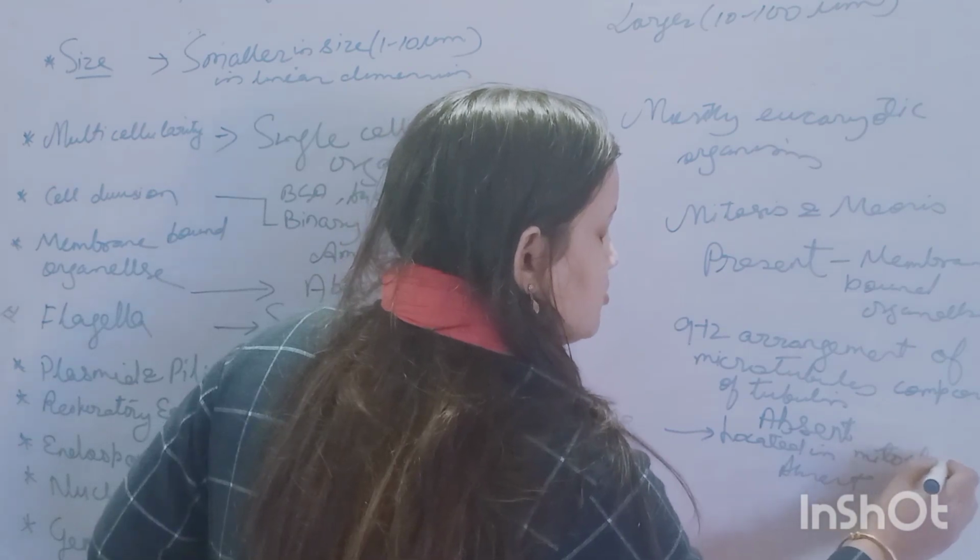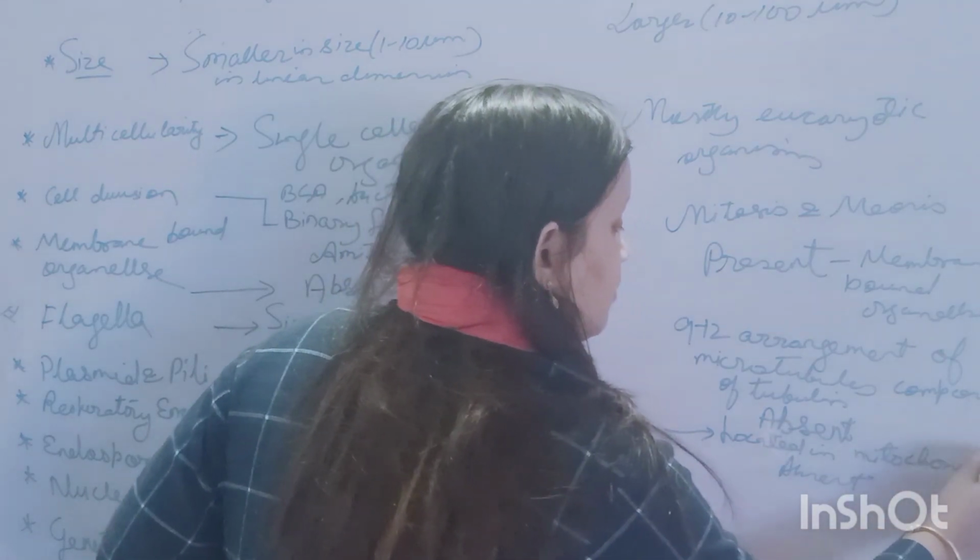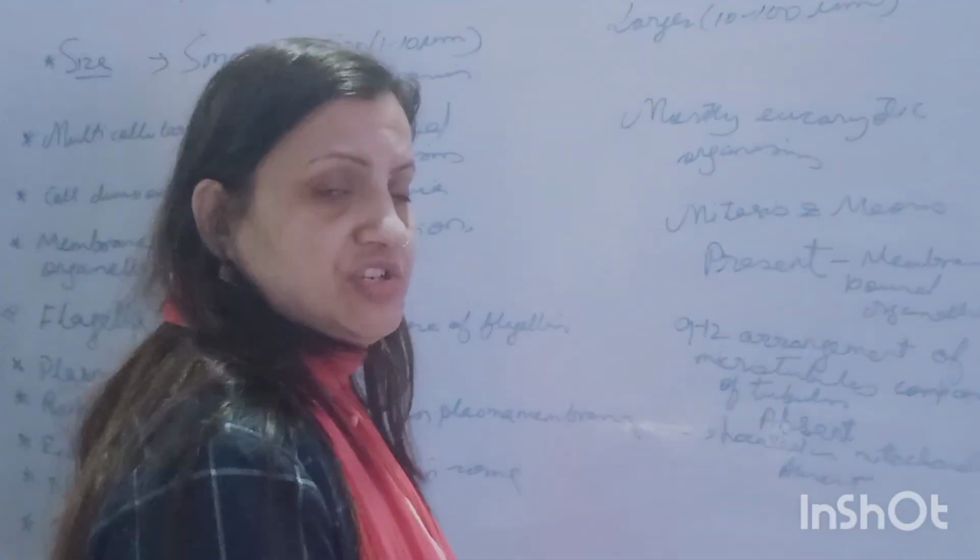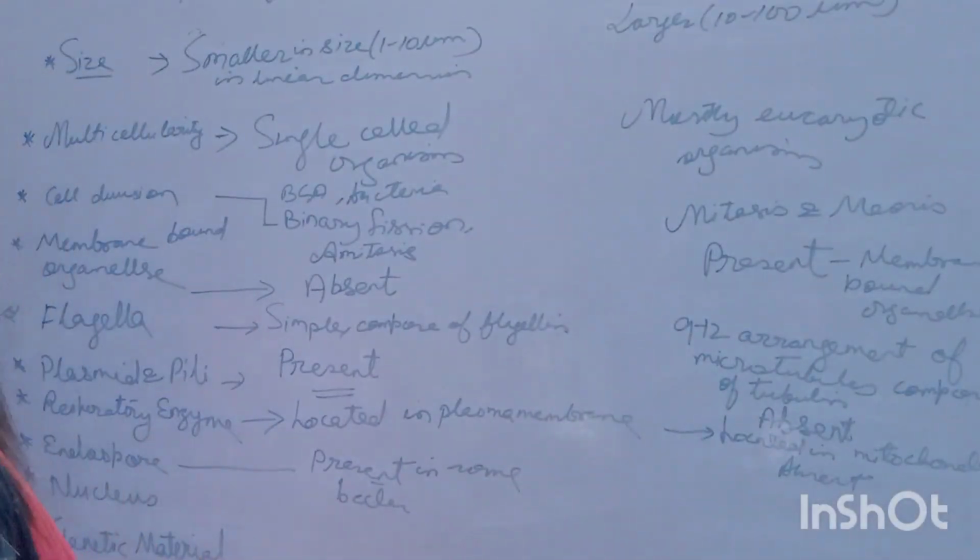Mitochondria is called the powerhouse of the cell. It provides lots of energy in the form of ATP. So where is it located? It is located in mitochondria.